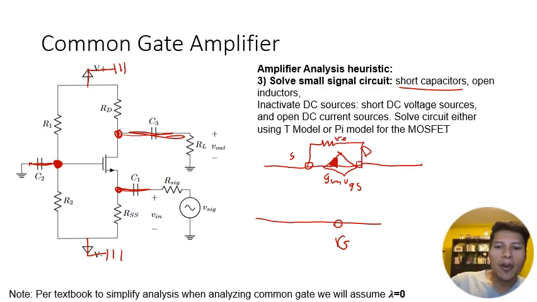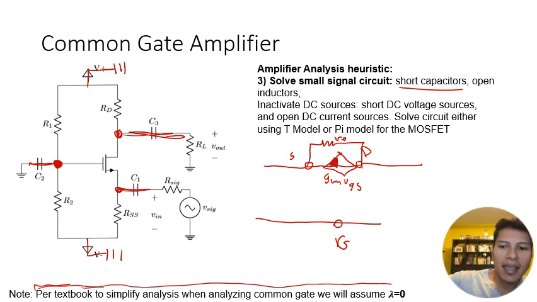In general, per the textbook, when we analyze this common gate amplifier, we're always going to assume there's no channel length modulation. And in that particular case, ro will always be infinite, and so we can neglect it. So we don't need to keep it in our circuit model, but for now, I'm just going to keep it there. Okay, so now let's go terminal by terminal.